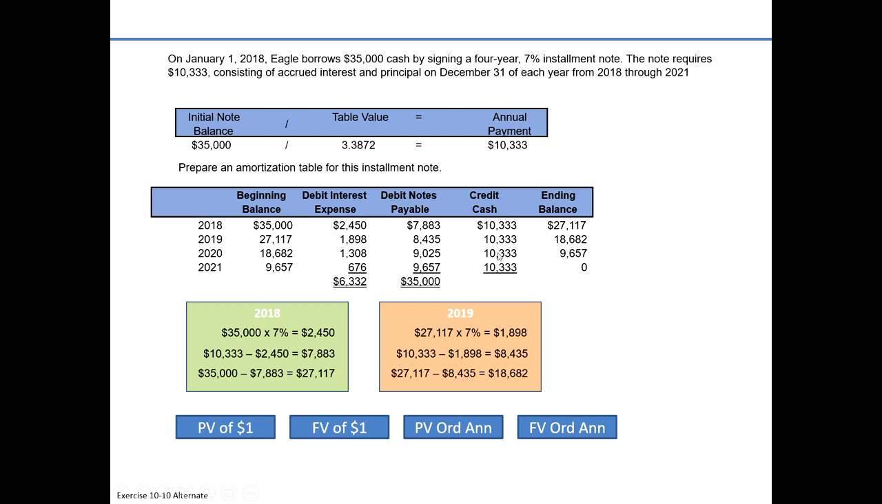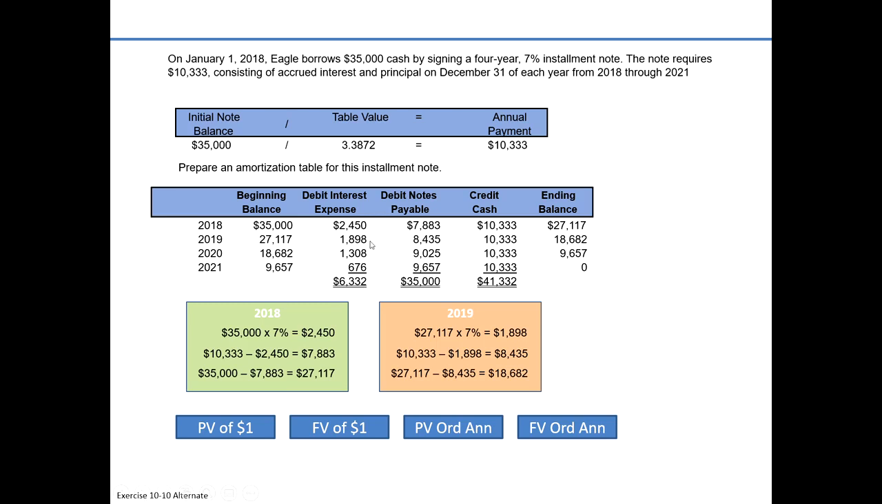The total cash payments over the life is $41,332. So of that $41,332, $35,000 of it is paying off the original amount of the loan or principal, and $6,332 of it is paying off interest.